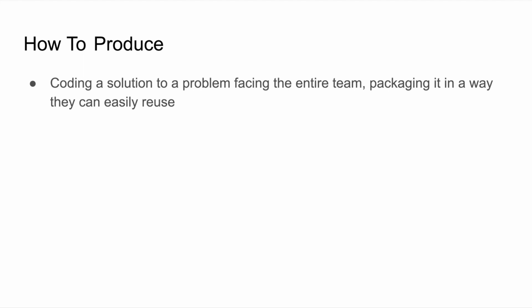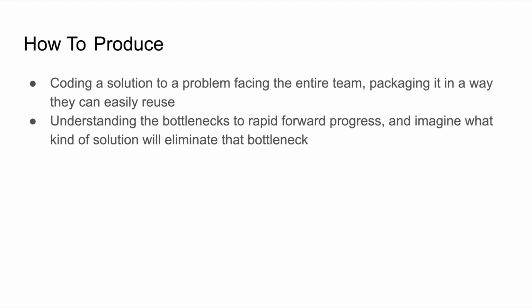So how do you approach coding in this way? I recommend you start by looking at problems that are facing your current team. Find a way to code a solution to that problem that is packaged in a way that they can easily reuse. More broadly, start understanding the bottlenecks to rapid forward progress for the team, the organization, and the mission. And imagine what kinds of solutions will eliminate that bottleneck.